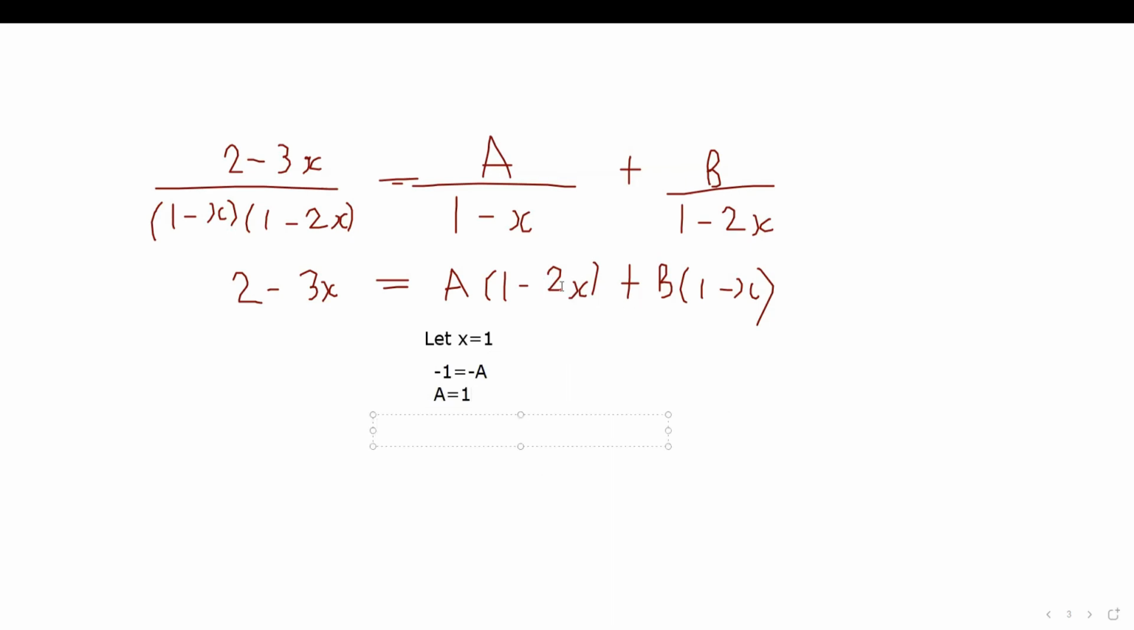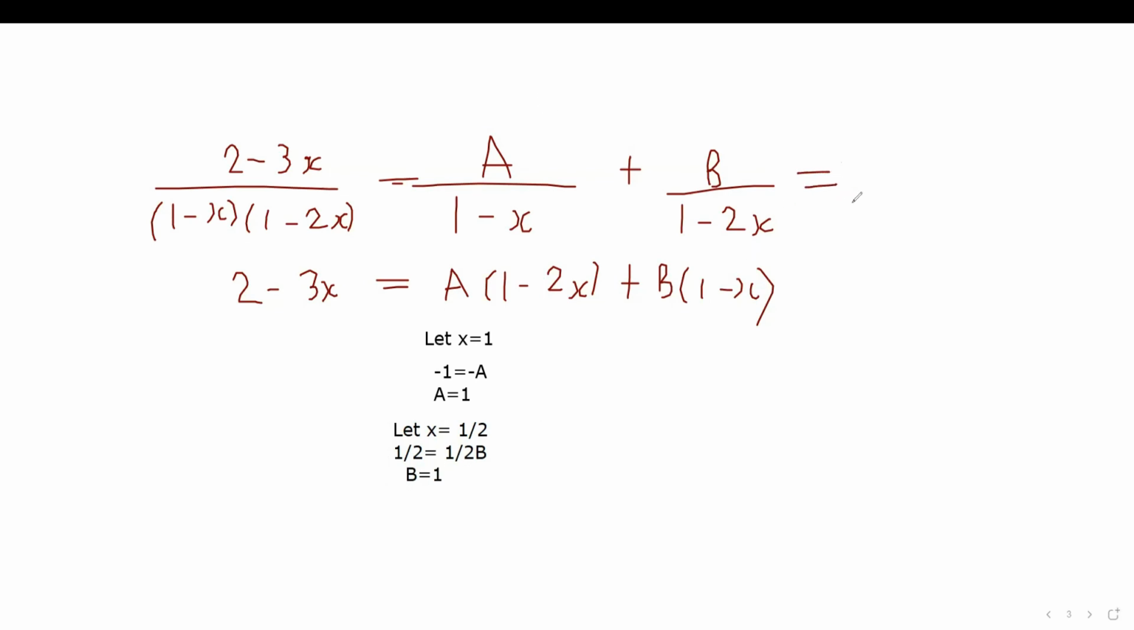Then we can make this look like half. 2 times half is 1, so let x equal half now. If we plug in x as half, 2 minus 3 times half is 3 over 2, and 2 minus 3 over 2 is 1 over 2, half again. Then 1 minus half is half, so we get half of b. Then the half cancels, so b equals 1.